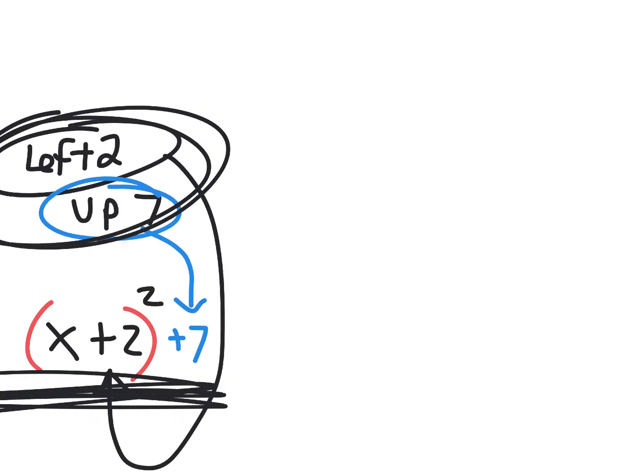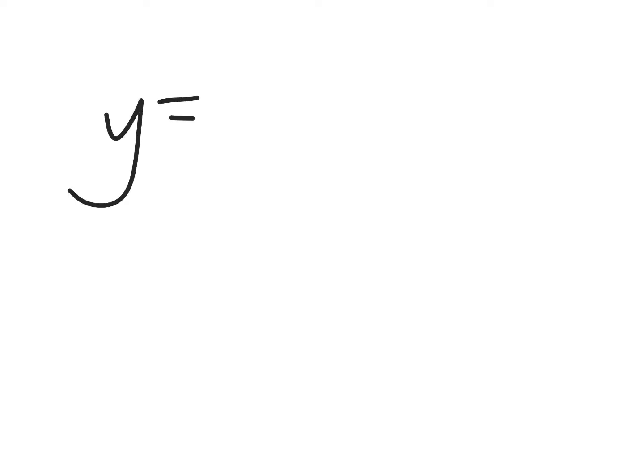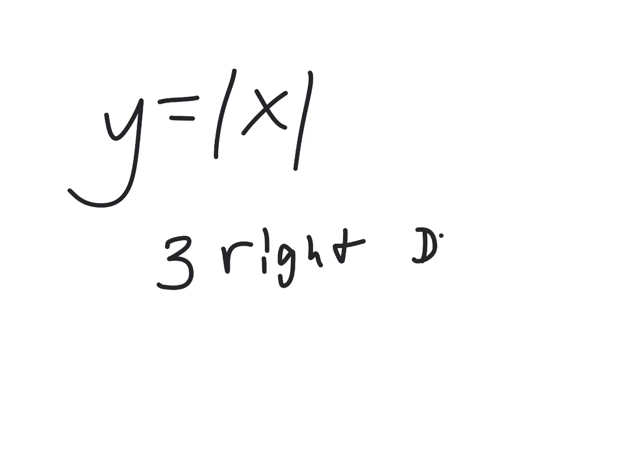Let's do another one like that. Let's say they start with absolute value, and then they want you to do this. I want you to go 3 to the right and down 7. Write me an equation for that.